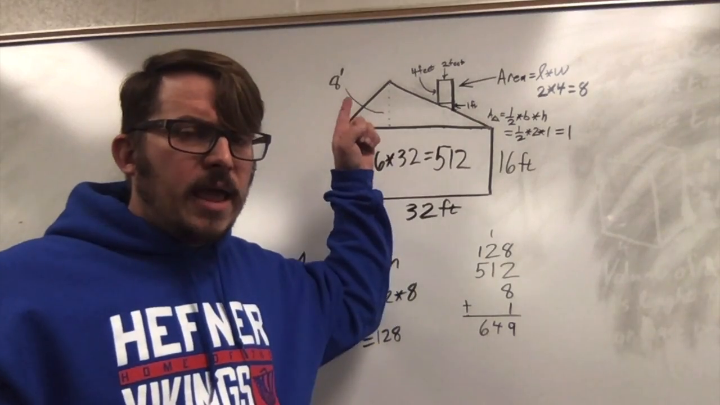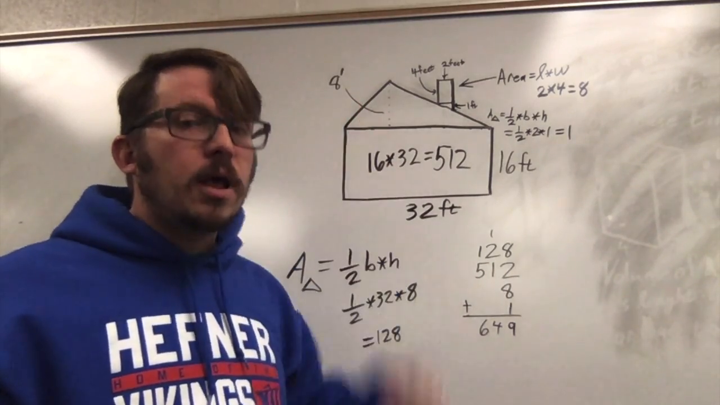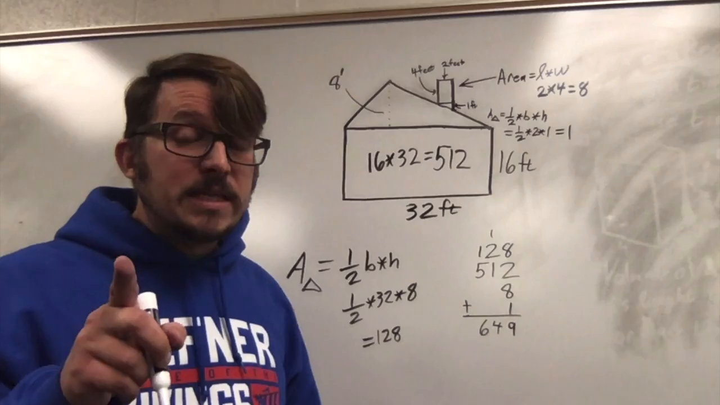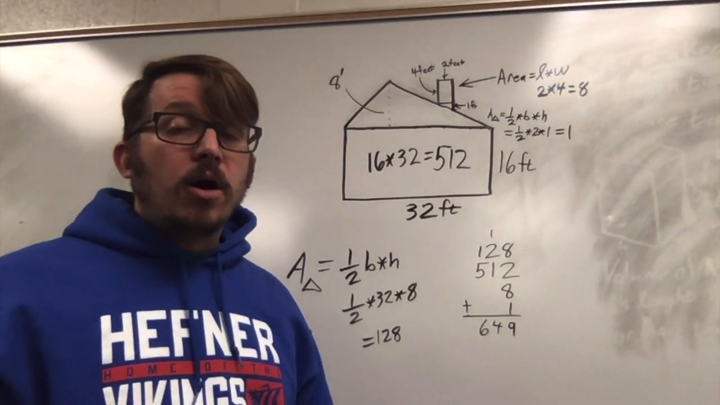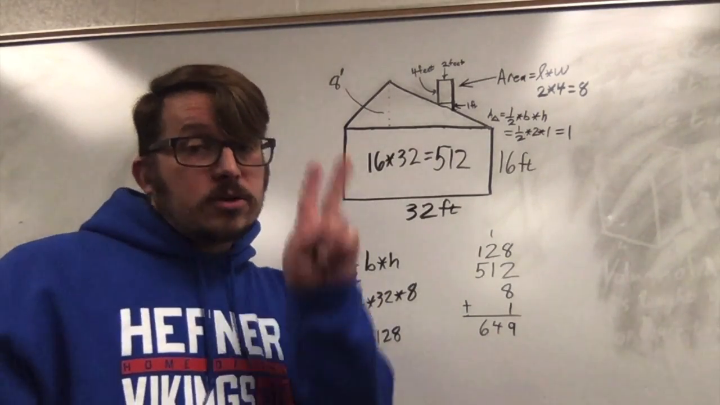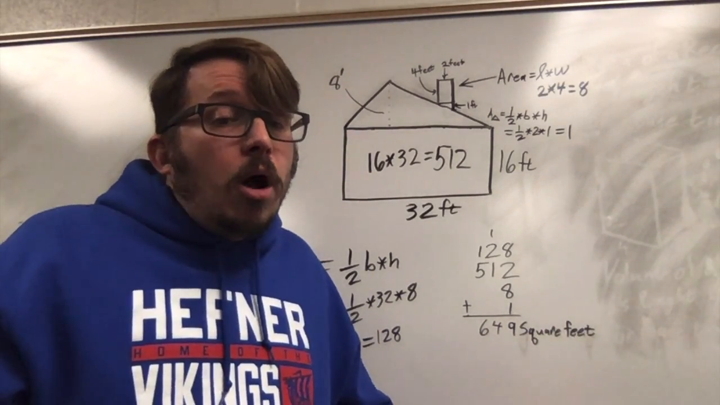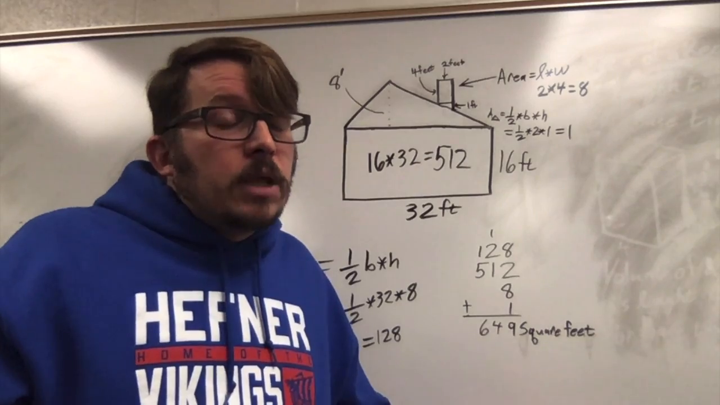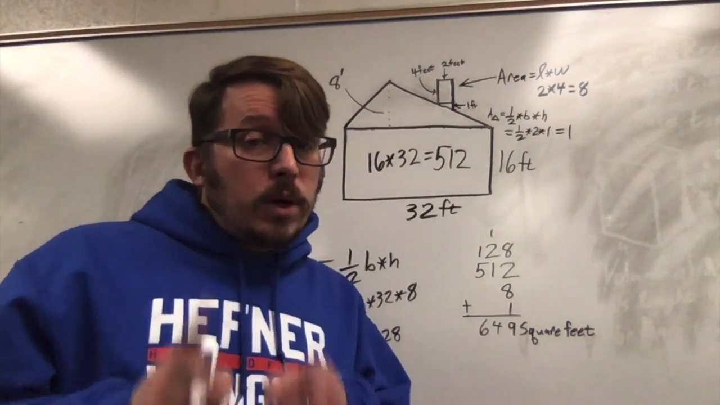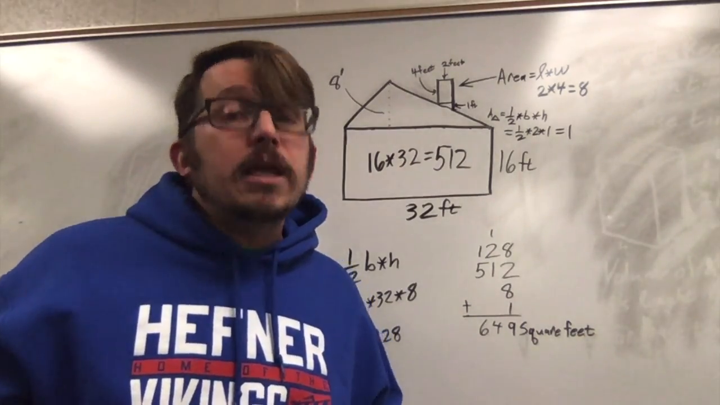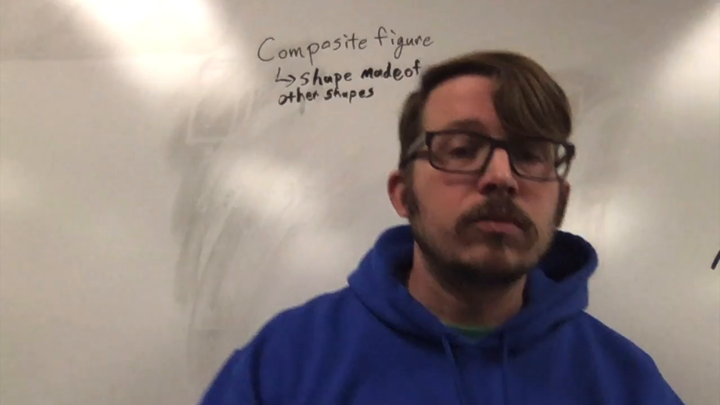Wait, what's that 8 up there with the little tick mark on it? That little tick mark means feet. If it's got 1 tick on a measurement, it's feet. If it's got 2 ticks, that means inches. So, altogether, it's 649 square feet. And the thing about square feet is, if you've got square feet, it makes it hard to buy shoes.